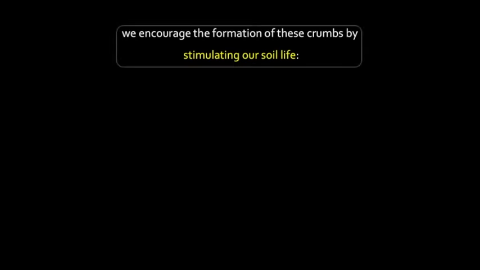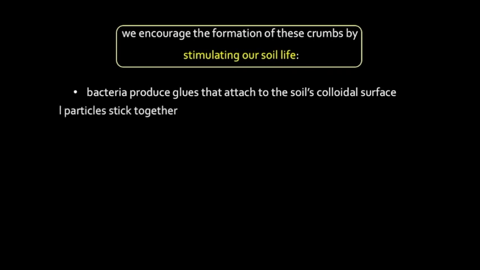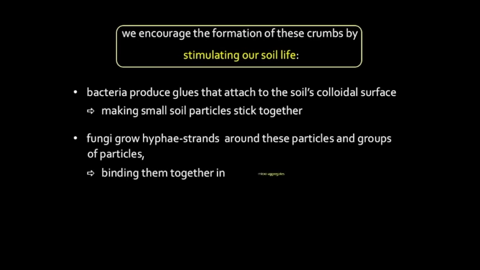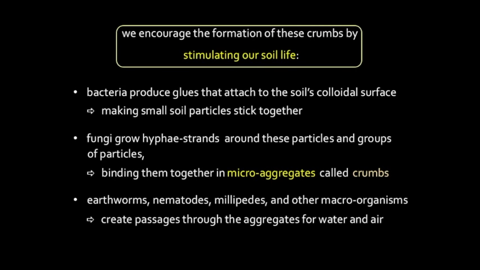We encourage the formation of these crumbs by stimulating our soil life. Bacteria produce glues that attach to the soil's colloidal surface, making small soil particles stick together. Fungi grow heavy strands around these particles and groups of particles, binding them together in microaggregates called crumbs. And earthworms, nematodes, millipedes, and other macroorganisms create passages in the aggregates for water and air.